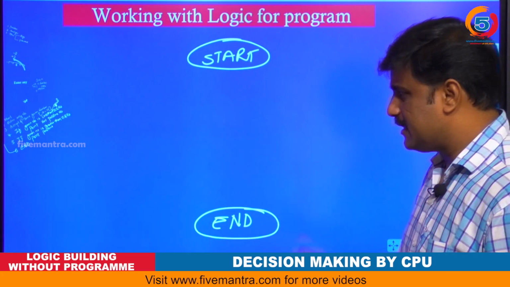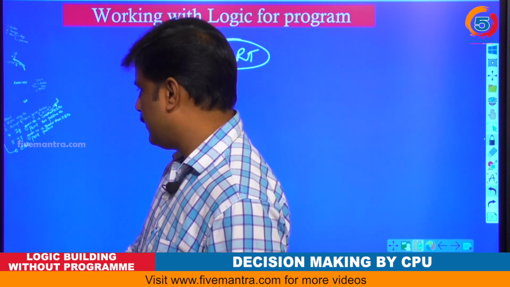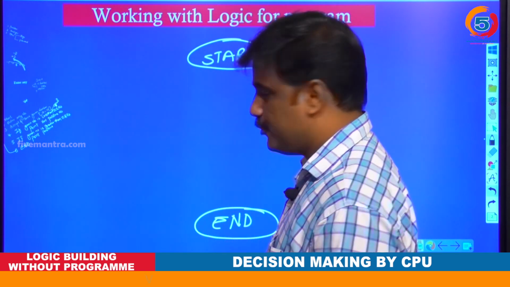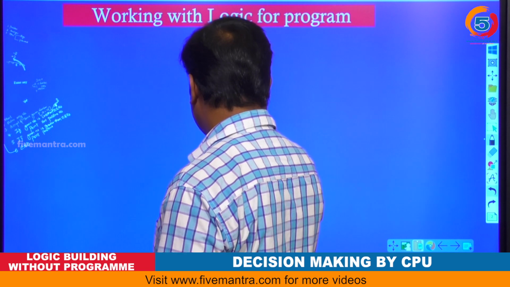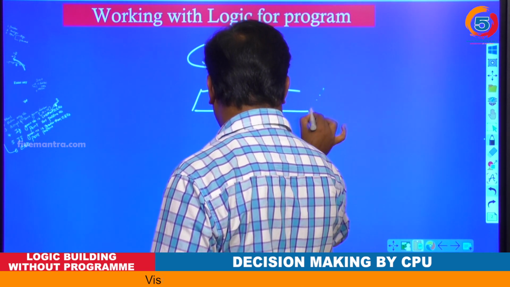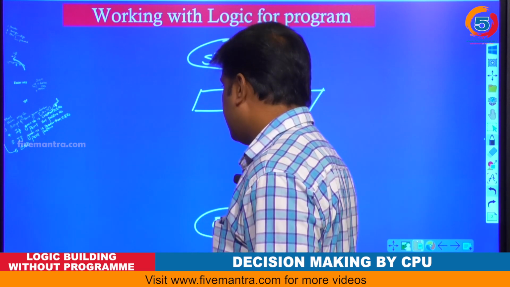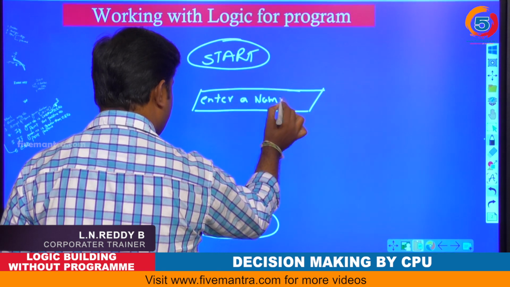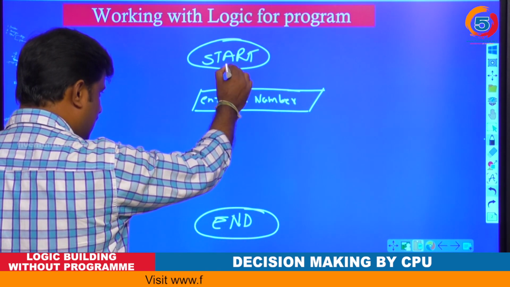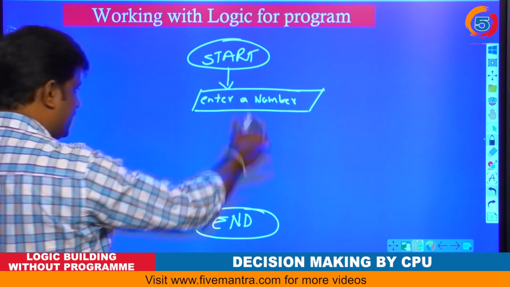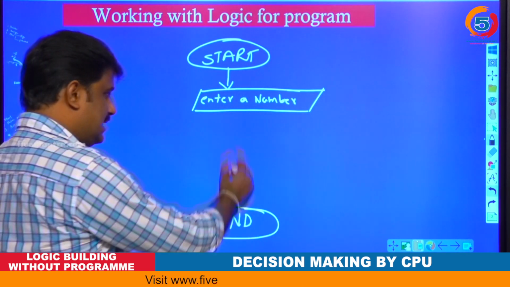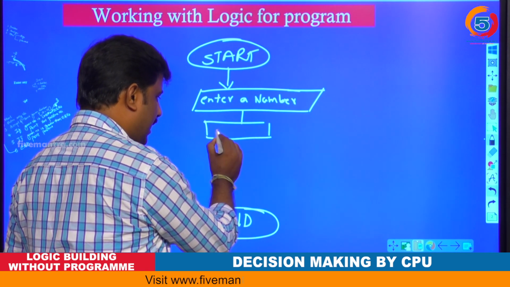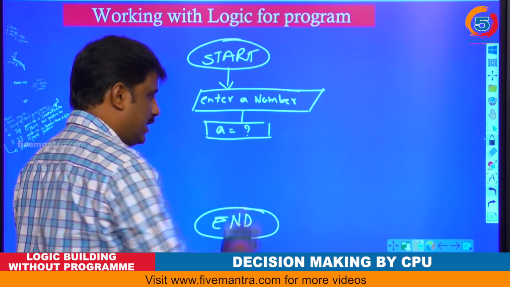Now what I need: if you observe your notes, the first step is to enter any number. I want to give a message to the end user. When you want to give any message, this is the message symbol, like a rhombus, and here you will write enter a number. After completion of this, the next step: once the user has entered a number, that number has to be saved, like a equal to something, I don't know what it is.